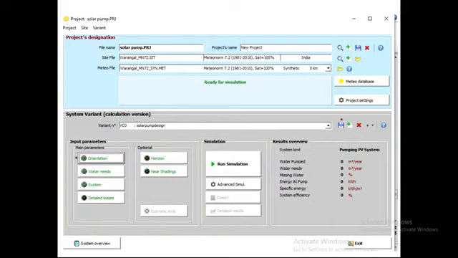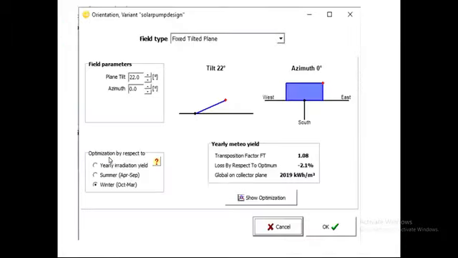So after inserting the database, now you have to click on save project. Then all will be enabled. Then first you will give the orientation. It will give a message like go to the orientation. So click on orientation. Then you have to choose your tilt angle and azimuth angle.